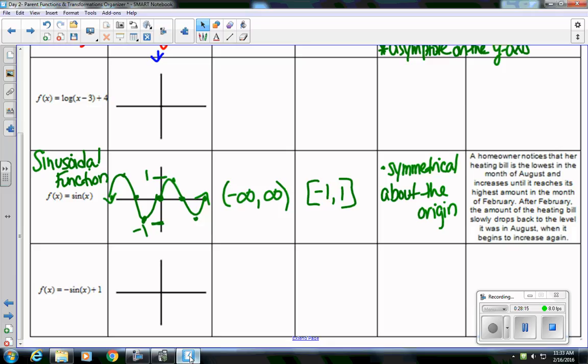It's a periodic function. So next is f of x equals negative sine of x plus 1, which is for you to do on your own. So flip it over and let's take a look at our last two.